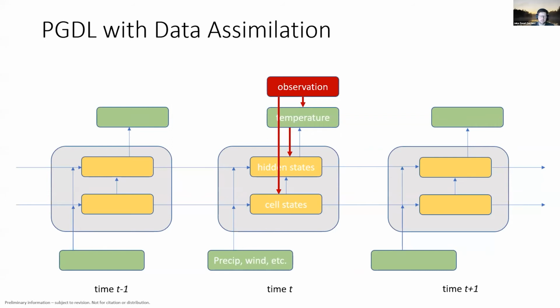Specifically, if we dig into what this looks like in an LSTM, this is just a very simple schematic of an LSTM where we have hidden states and cell states, and some drivers in green at time step t. Given these drivers and the current states and weights, it produces a temperature prediction at this time step. We can compare it to the observation and, using the ensemble Kalman filter, adjust the temperature predictions and also adjust the hidden states and/or cell states of the LSTM. And then these adjusted states get used to make predictions at the next time step.